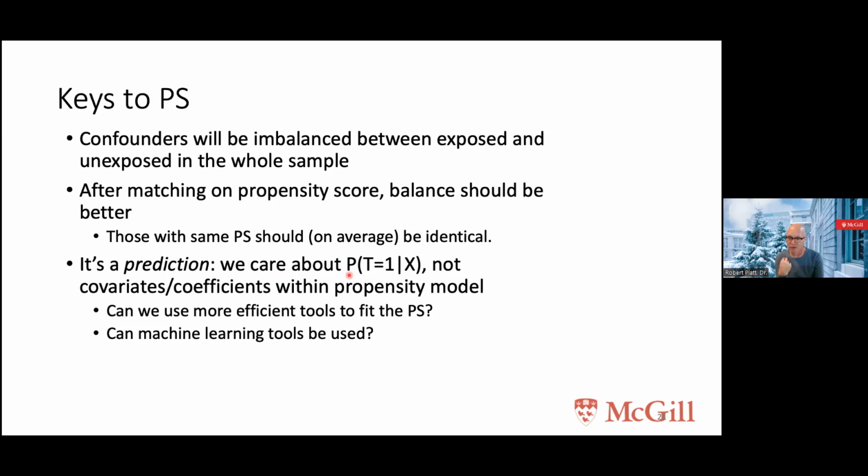And so it seems logical right away to say, if all I care about is prediction, maybe I should be thinking about different tools to fit the propensity score. Maybe I should be thinking about machine learning tools, because machine learning is about prediction. So if I do logistic regression and get a propensity score of 0.3, versus elastic nets and get a propensity score of 0.3, those are both very different models. I don't care about interpretation of what's inside the model. I just care about the 0.3 at the end.